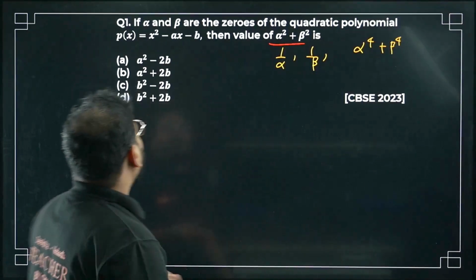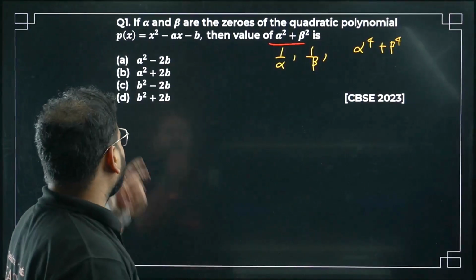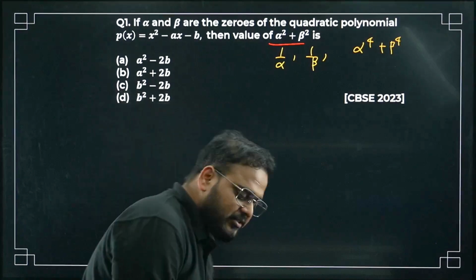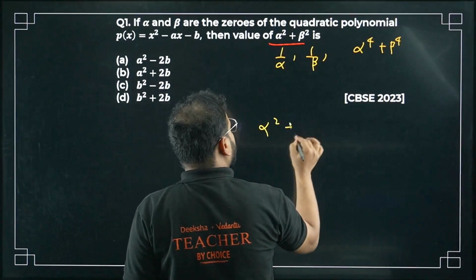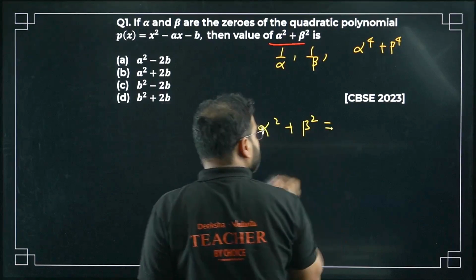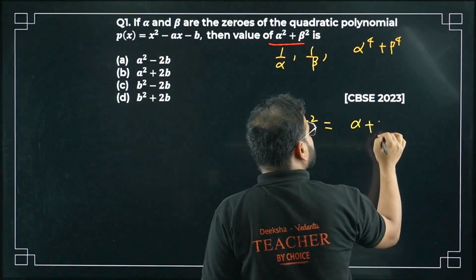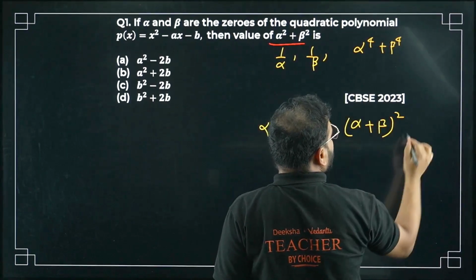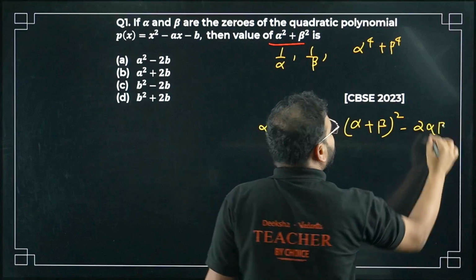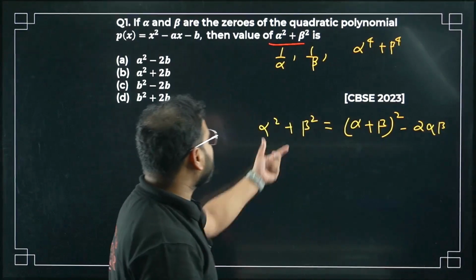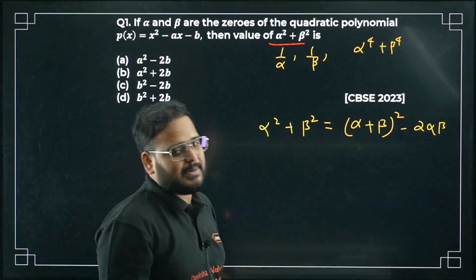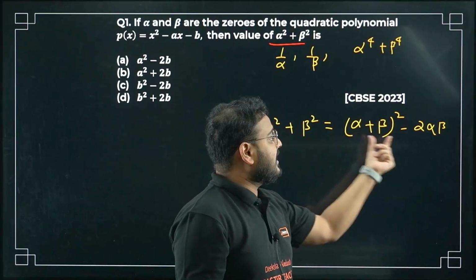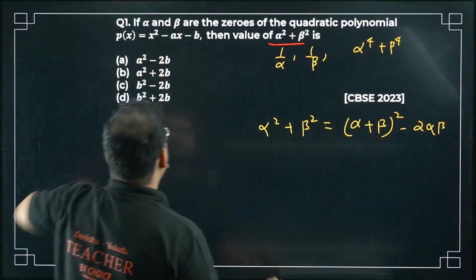Alpha and beta are the zeros of the quadratic polynomial given like this. Find the value of alpha square plus beta square. We know the formula for this, right? Alpha square plus beta square equals alpha plus beta the whole square minus 2 alpha beta. That's the formula for this value. Even though we don't know this part of the expression, we know the sum and the product, which come from the polynomial given to us.